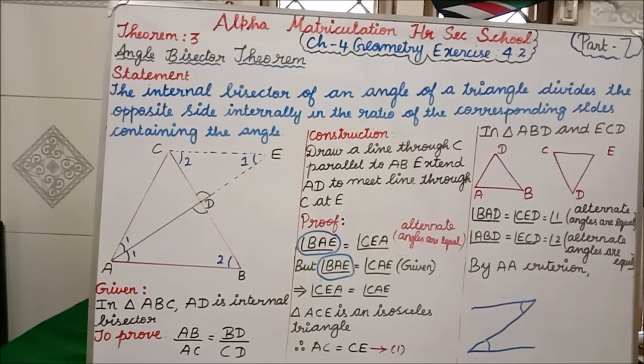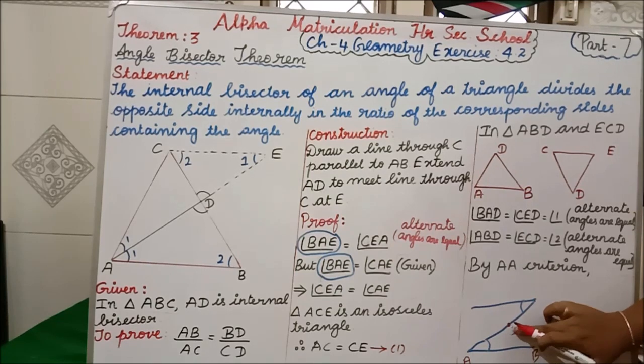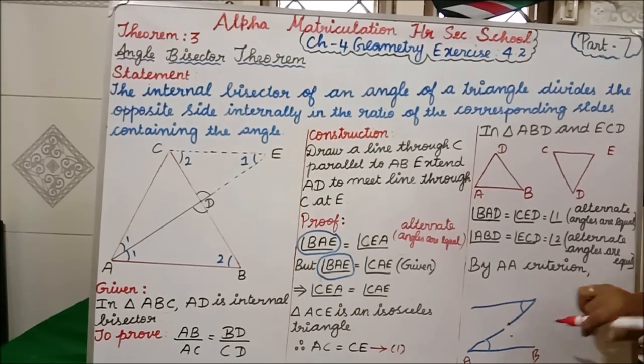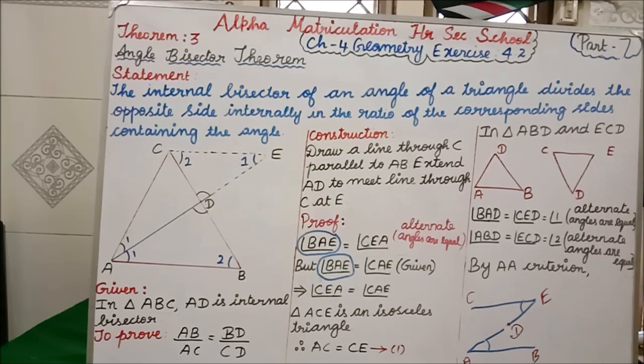Alternate interior angles. See, now what points do we have here? Here we have B. Here we have A. In between, in the triangle, here we have D. Now all of you are able to see here. Clear, students? Here we have point D, here point E, and next here we have point C. Clear all of you now?